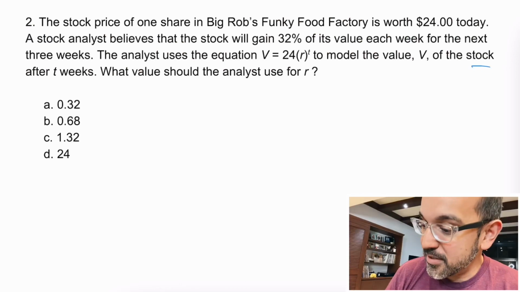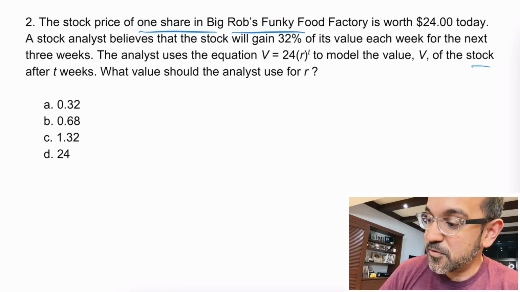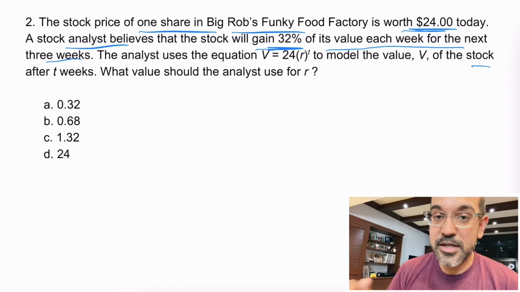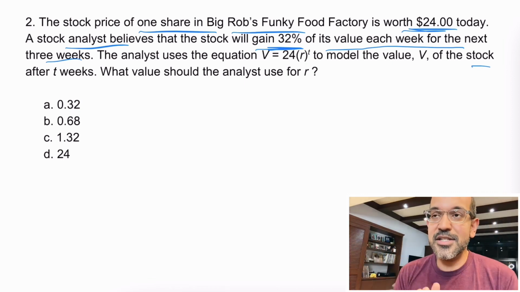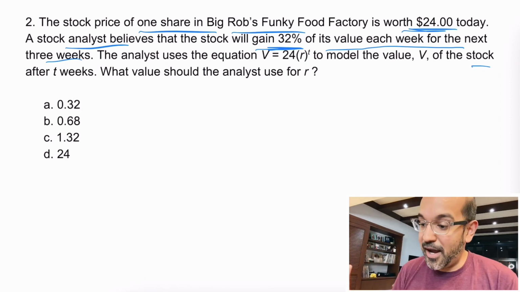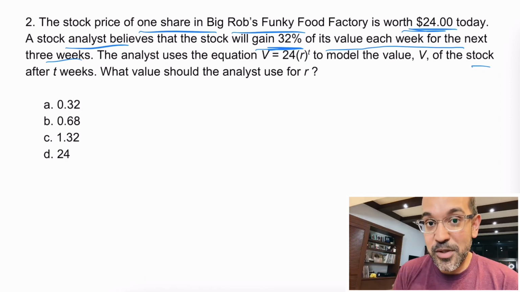The stock price of one share in Big Rob's Funky Food Factory is worth $24 today. A stock analyst believes that the stock will gain 32% of its value each week for the next 3 weeks. So before we get into anything else, it's just saying you have a starting value, and whatever it is, it's going to increase by 32% each week, okay?